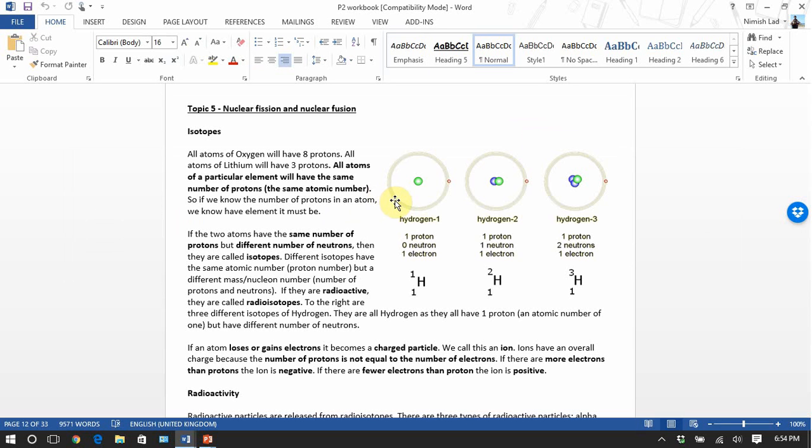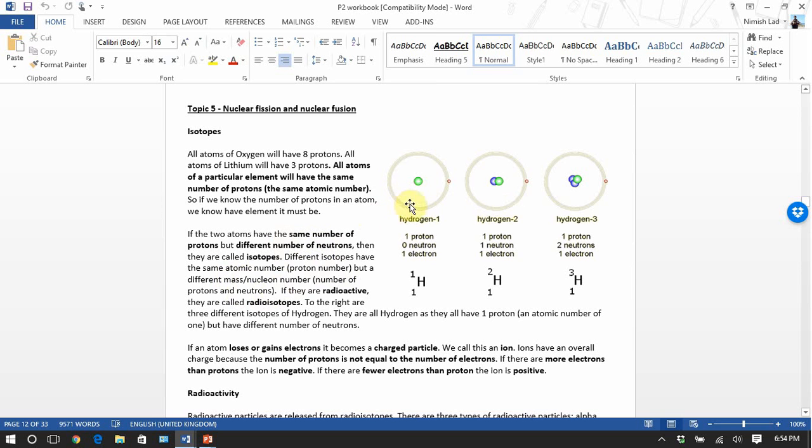If they are a different isotope, they have the same number of protons, but they have a different number of neutrons. So that means they have the same proton number, the same atomic number, but they have a different mass number or a different nucleon number. So that means they have a different number of protons and neutrons. Okay, so it's just the number of neutrons that's actually changing the atom.